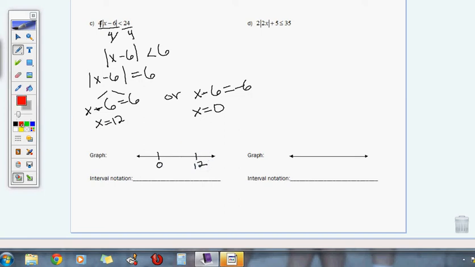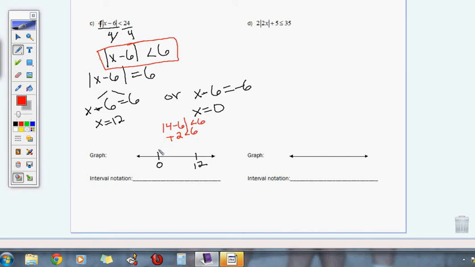Only difference on this one is when I test, I can't test 0 because it's now a boundary point. But I'm going to go right back up here and I'll test maybe 4. 4 is in the middle here. So if I put 4 in, I'll get 4 minus 6 less than 6. That's negative 2, but the absolute value is positive 2. So 2 is less than 6. That is a true statement.